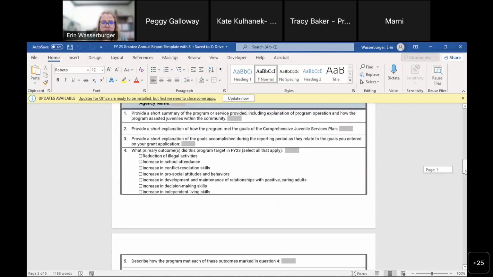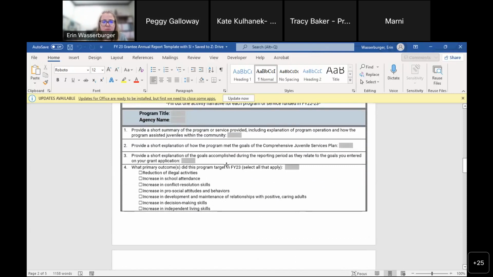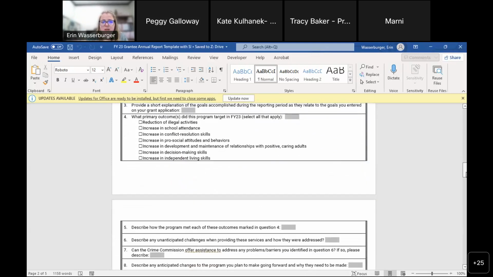I'll draw your attention to number 3 as the goals that you entered as they relate to the goals on the grant application. So you may have to look back to the grant application, see what goals are listed. Number 4 was asked on the 24 year grant, not the 23, but we did want to see how this year, in relation to what you were hopeful would happen for the next year, and see how the steps and outcomes were met.